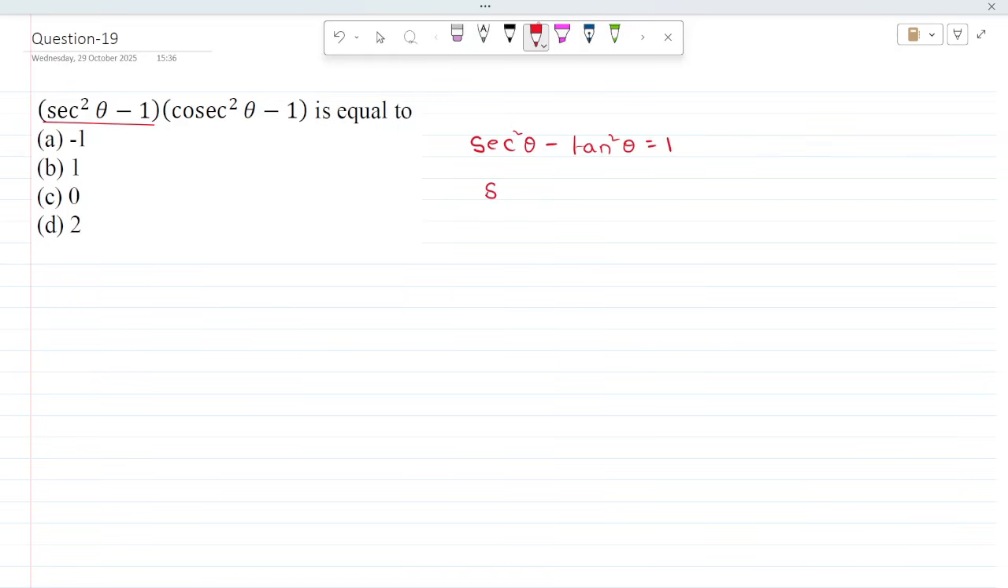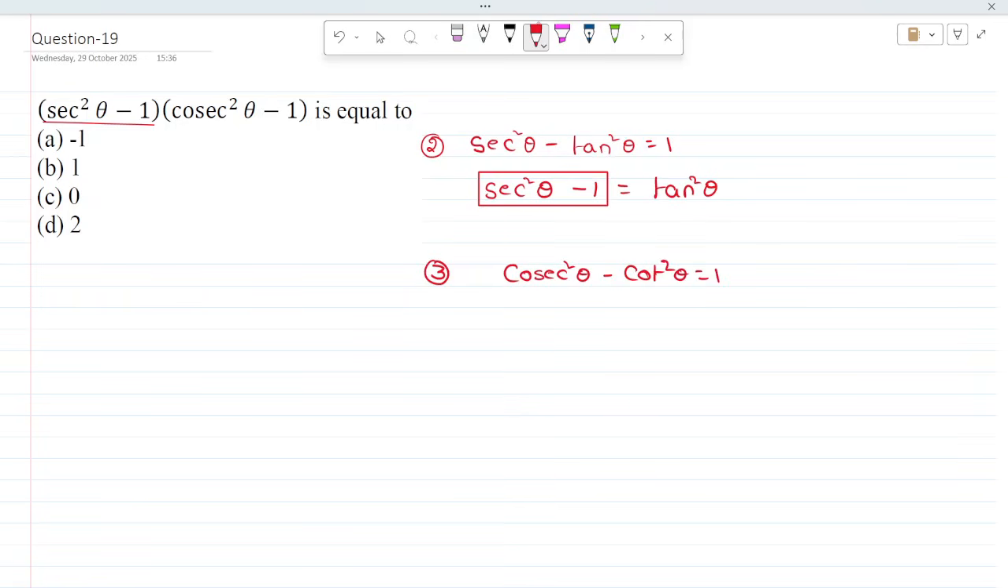From here, secant square theta, bring 1 to this side so that it will become minus 1. Tan square, if it goes to the other side, it will become plus tan square. So you can replace secant square theta minus 1 with tan square theta. Correct? And at the same time, there is identity 3. What is identity 3? Cosecant square theta minus cot square theta equal to 1.